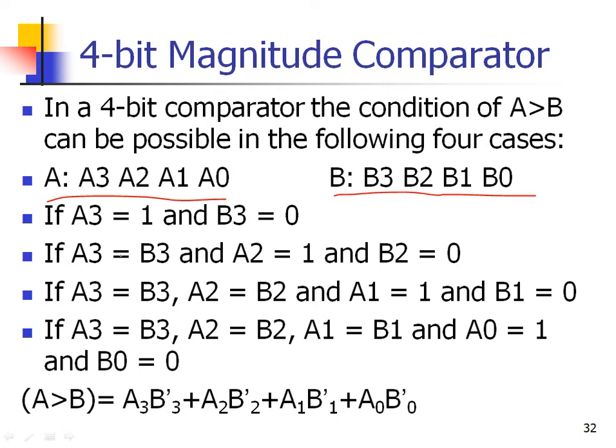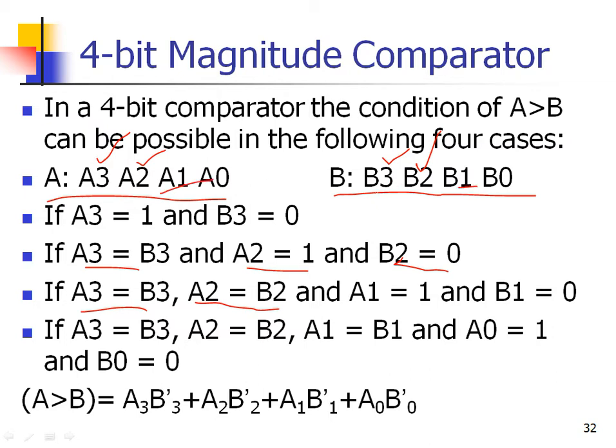And if A3 and B3 are both the same, and A2 is equal to 1 and B2 is equal to 0, in that condition A is greater than B. Similarly, if A3 is equal to B3 and A2 is equal to B2, if both the bits of A3 and A2 are equivalent to B3 and B2, the next condition we need to check is A1 greater than B1.